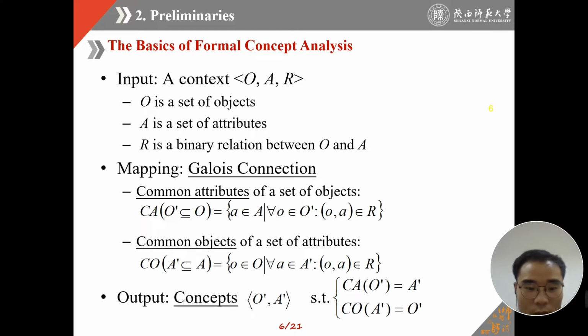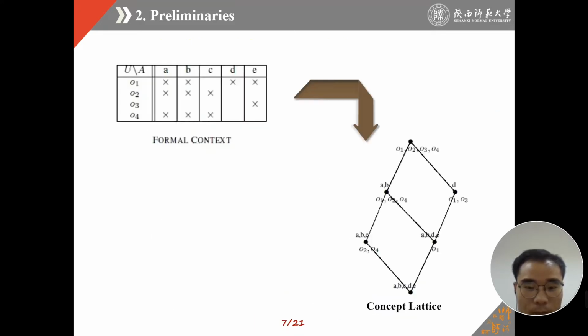We can obtain the concepts by Galois connection. The object set in the concept is called the extent, while the attribute set is called the intent. The extent and the intent together form the concept. The left picture is a formal context, and the right picture is the corresponding concept lattice. And we can see that the concepts in the concept lattice have a partial ordering relation.